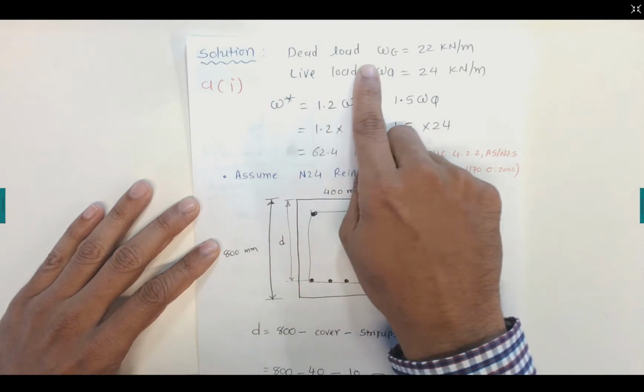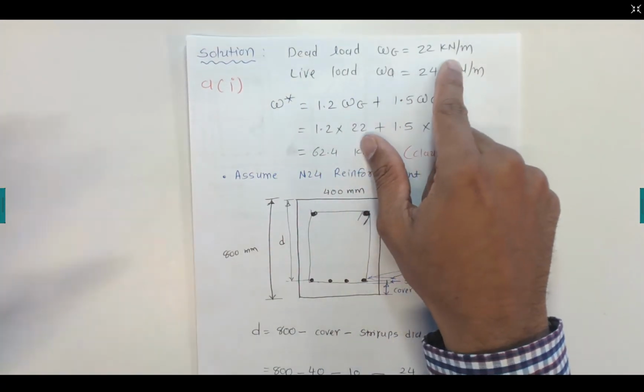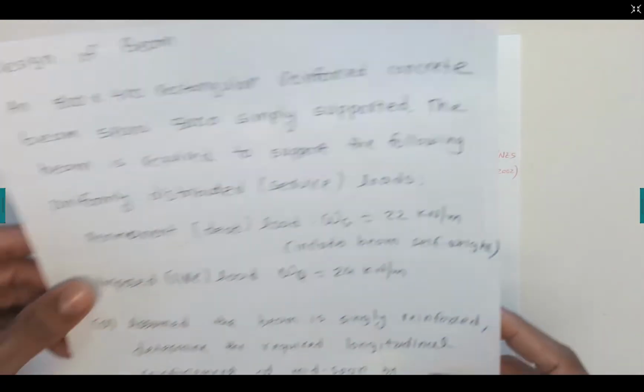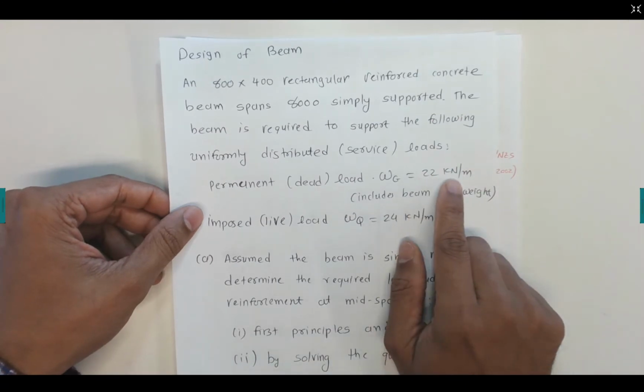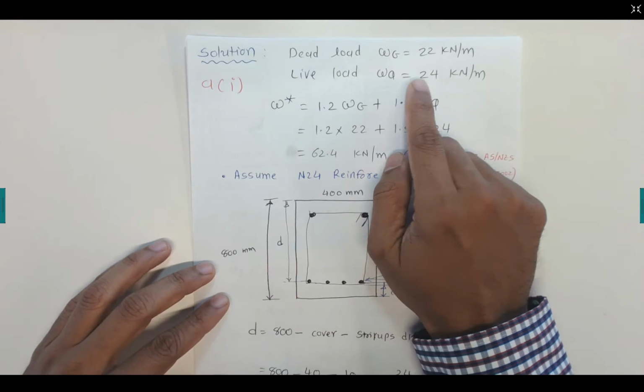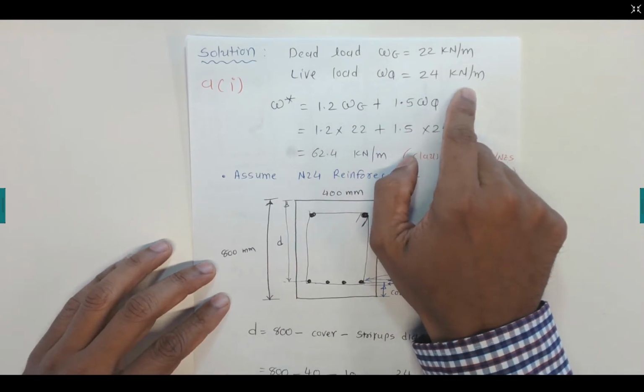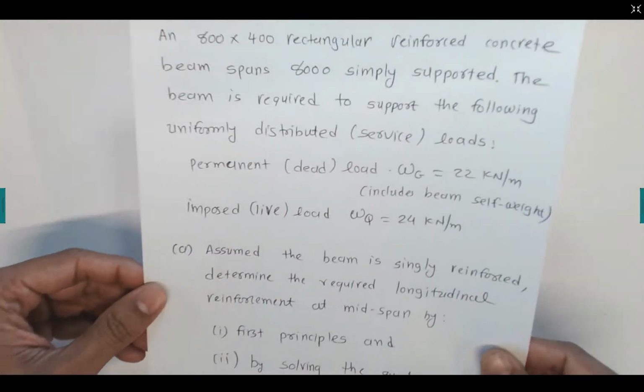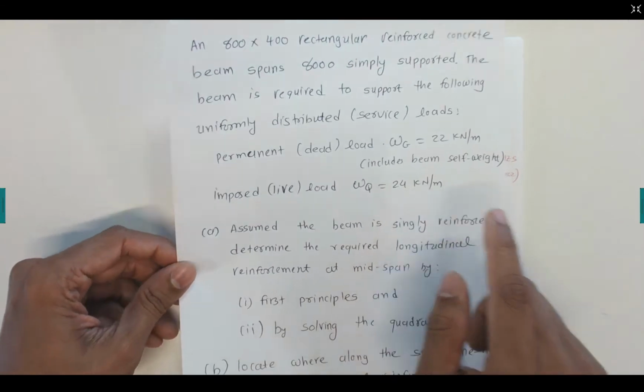Now first of all, dead load is given as WG 22 kilonewton per meter. So there is a 22 kilonewton per meter dead load given in the question. Live load is given as WQ equal to 24 kilonewton per meter. So that live load is 24 kilonewton per meter.